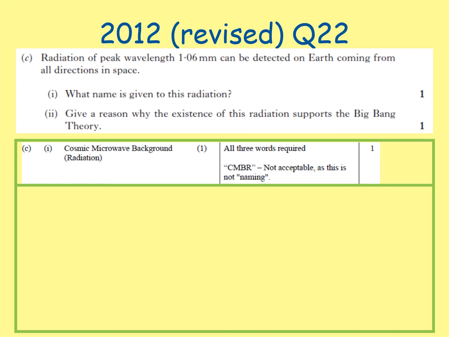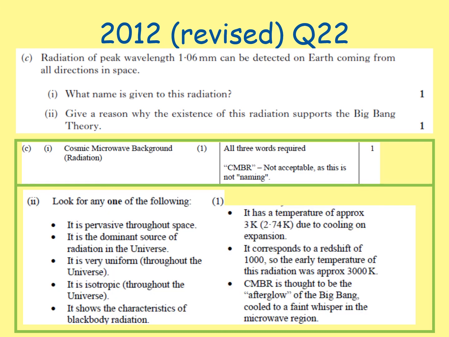Part 2. Give a reason why the existence of this radiation supports the Big Bang theory. There are a variety of answers we could choose for this, but we could take one of the following. It is pervasive throughout space. It's the dominant source of radiation in the universe. It is very uniform throughout the universe. It is isotropic throughout the universe. It shows the characteristics of black body radiation.